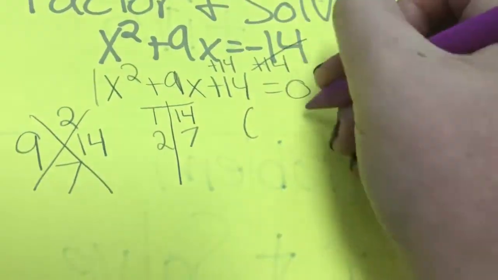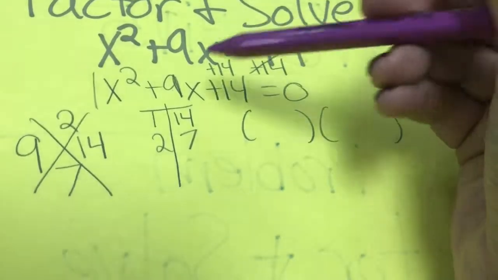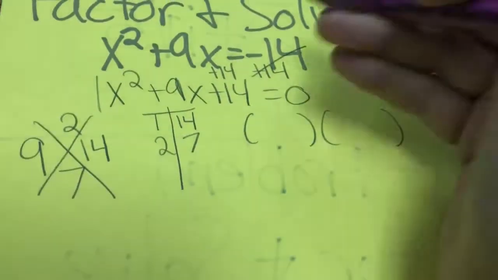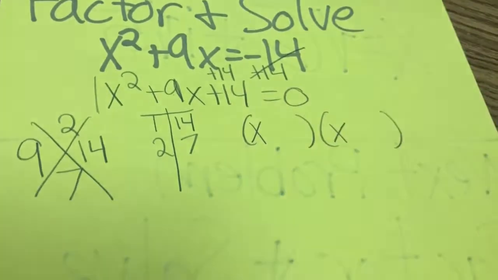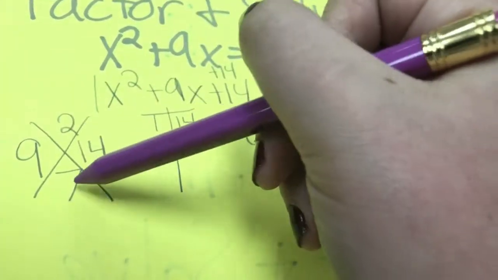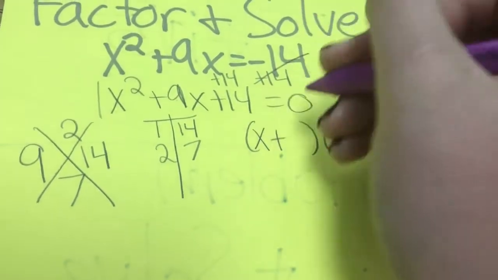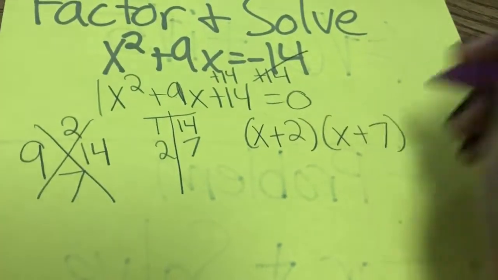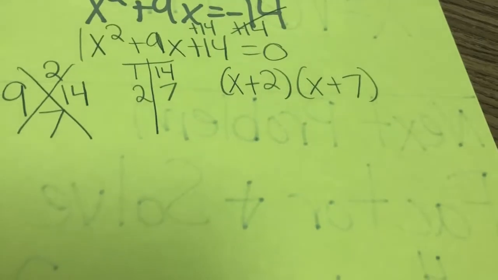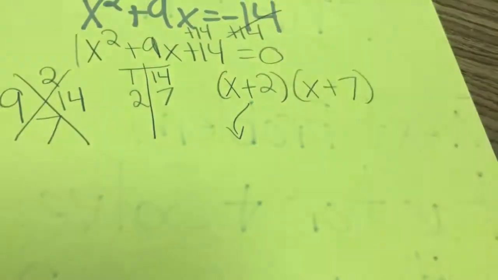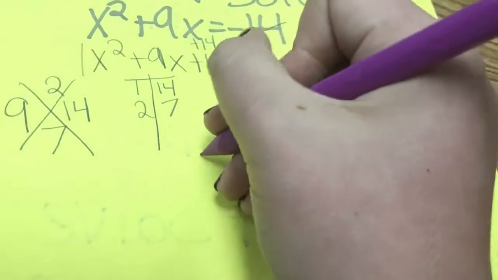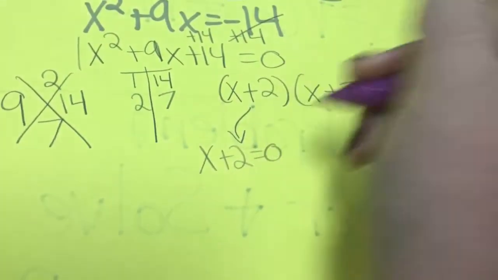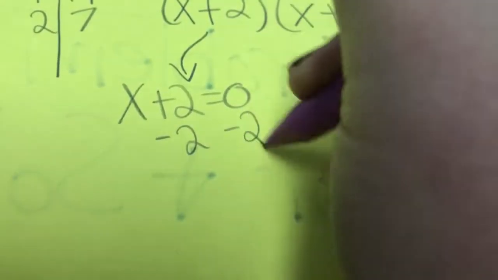So we have our parentheses. Again, our variable that we are factoring is x, so x goes first in our parentheses. Our 2 and our 7 are both positive, so we have addition in front of them in the parentheses. Now to solve, we're taking one parentheses and setting it equal to 0. So we have x plus 2 equals 0. I want x by itself, so I'm going to subtract the 2 from both sides. 2 minus 2 cancels out. I'm left with x equals negative 2.